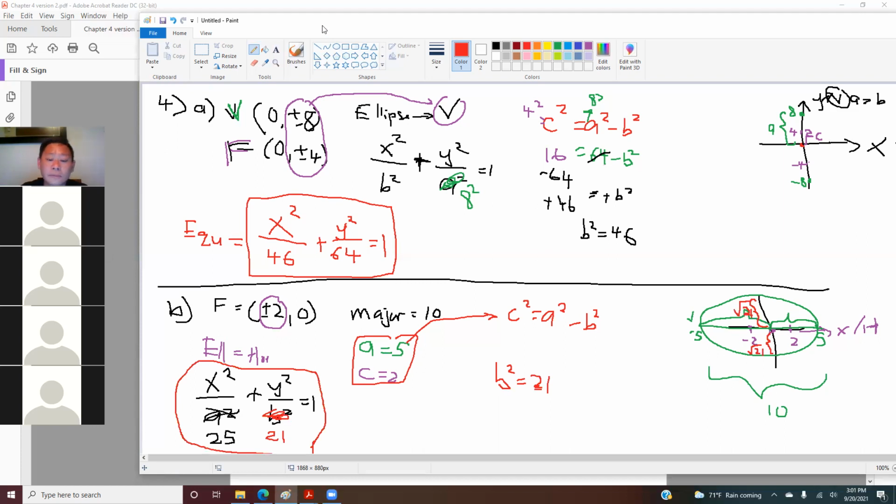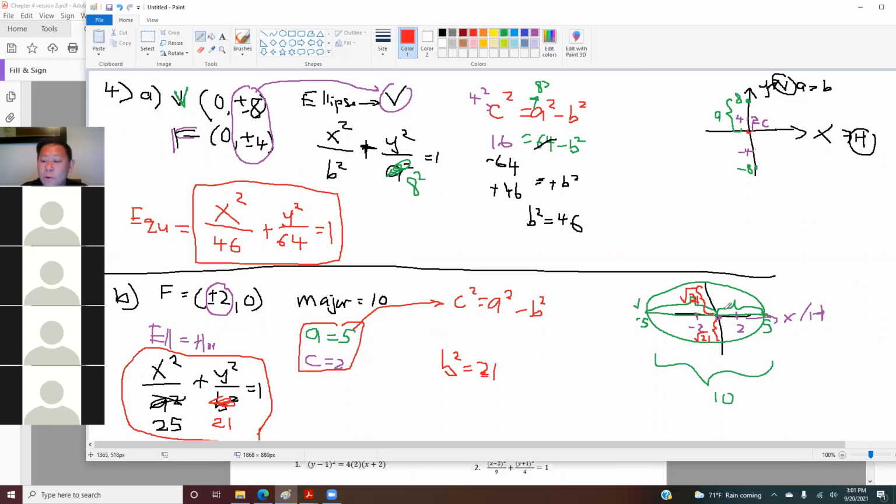You guys all right here? So don't forget, a goes to the vertex, b goes to the minor. And we know that a has to be greater than b, right? Because the major length has to be longer than the minor. So my question to you is, what happens if you have a exactly the same as b?